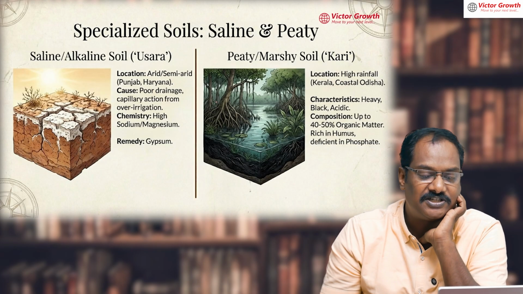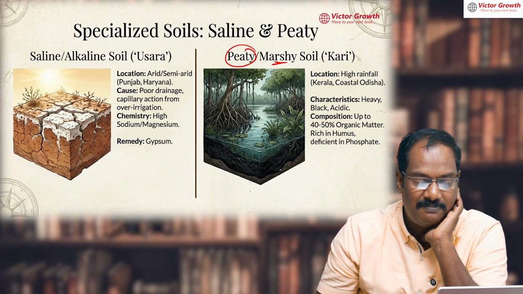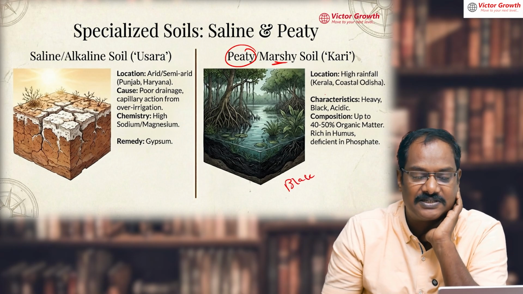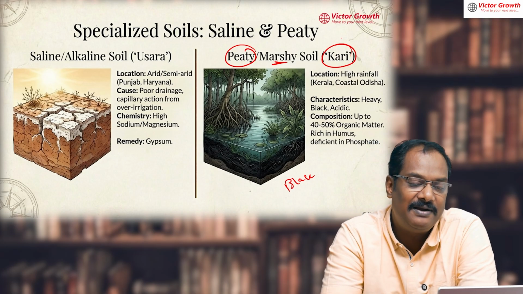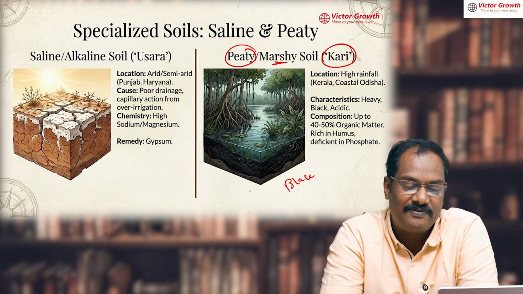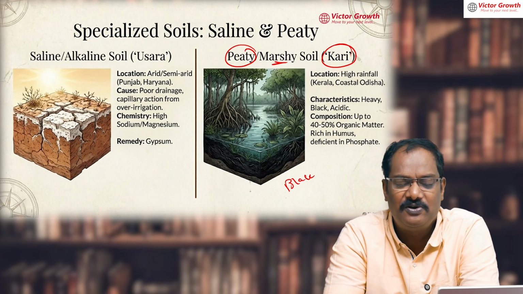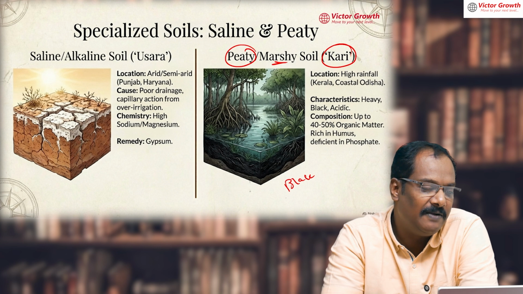Some specialized soil: Peaty soil, found in marshy land. It is completely black in color. It is known as Karimanal in Kerala. Kari means black. In the Odisha coast also it is found, with a huge 50% humus content. The organic matter will be more in Peaty soil.